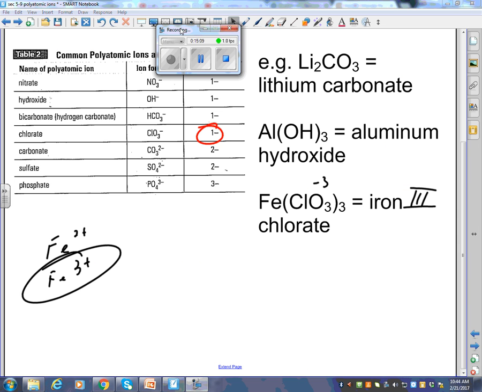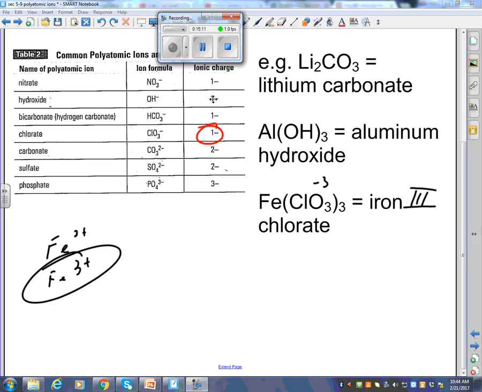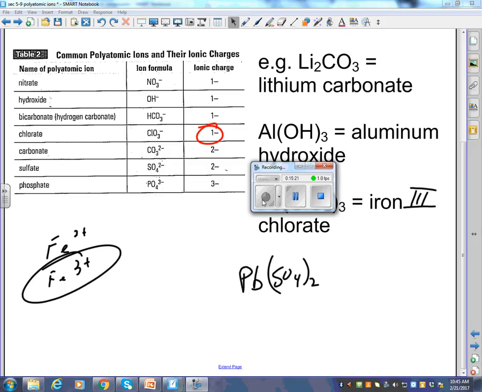You know what? I think we should do one more of these kinds of ones. I'm going to make one up. Hopefully I don't screw up. What's the name of Pb(SO4)2? PbSO42. Are you ready to see it?